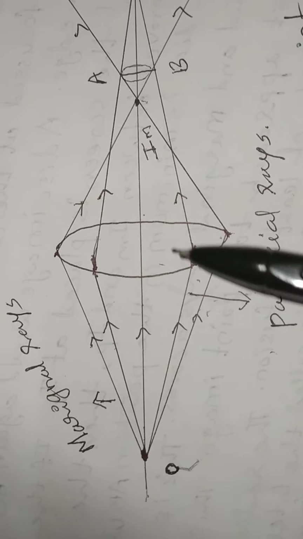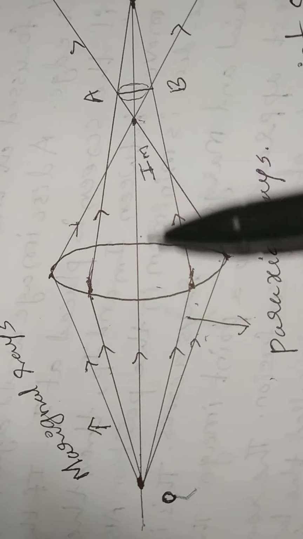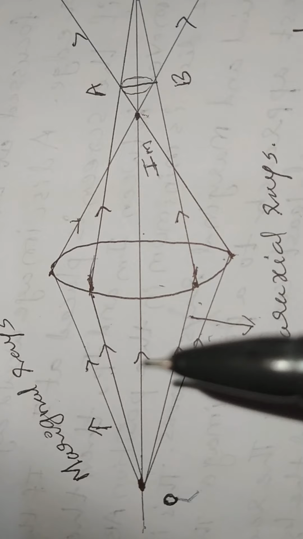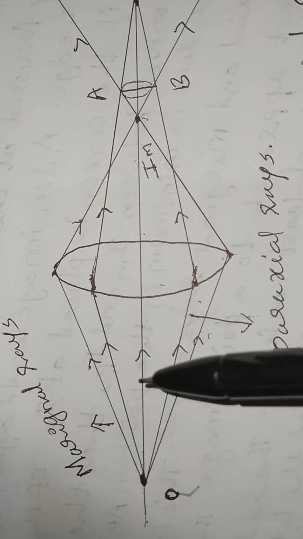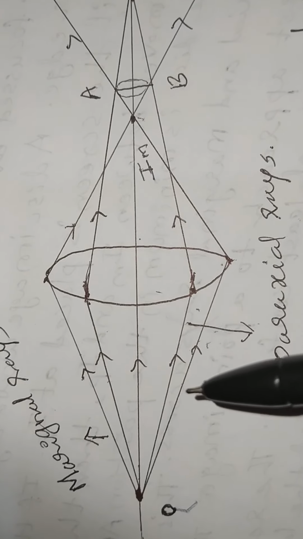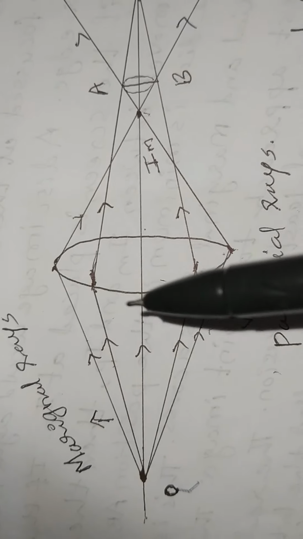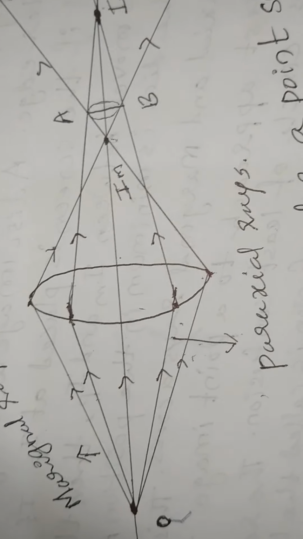The spherical aberration for a convex lens is positive because the image is formed on the opposite side of the object in the case of a convex lens. The spherical aberration in the case of a concave lens is negative because the image is formed on the same side as the object. That is why the spherical aberration is negative for concave lenses.